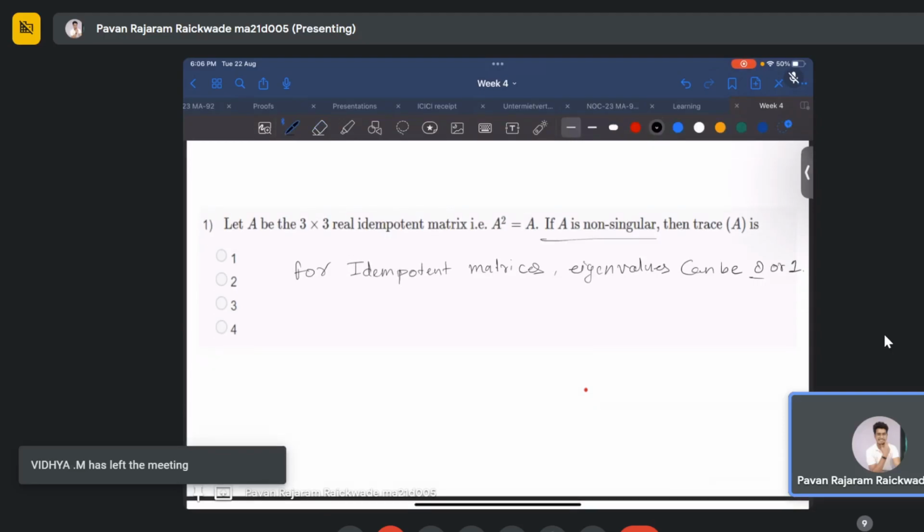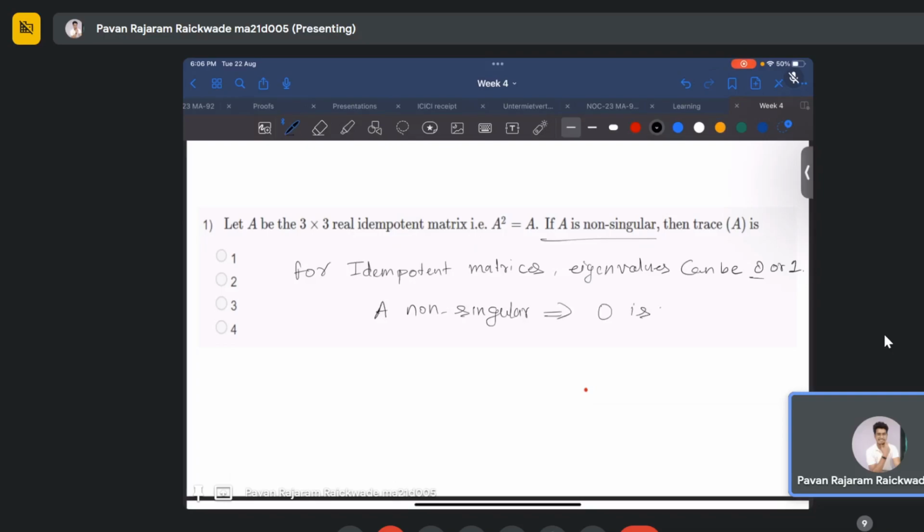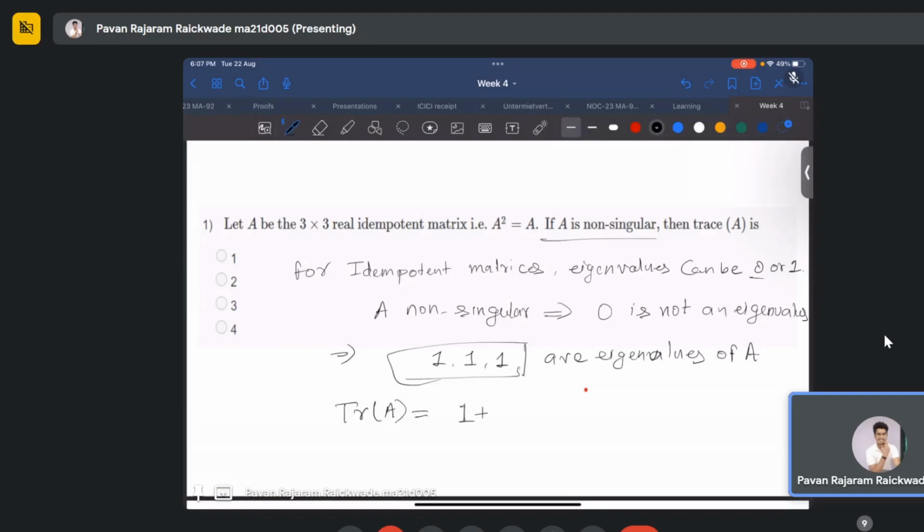Now, if A is non-singular, it implies 0 is not an eigenvalue. Means what are the eigenvalues of A? 1, 1, 1. These three are the eigenvalues of A. And what is the trace? Trace of any matrix is the sum of all eigenvalues, which will be 1 plus 1 plus 1. It's 3. The answer is 3. Is it clear now? Yes, sir.